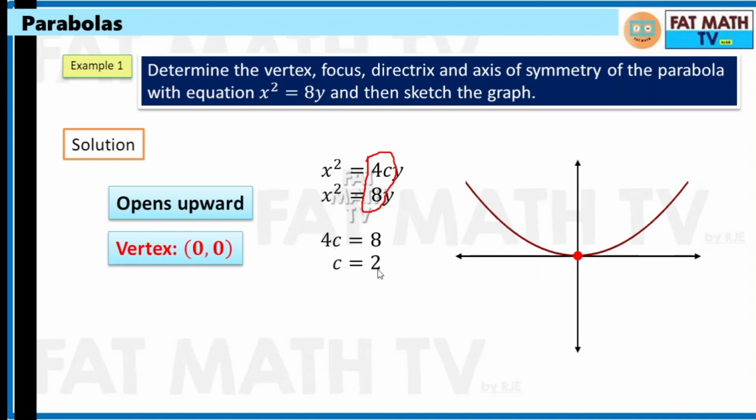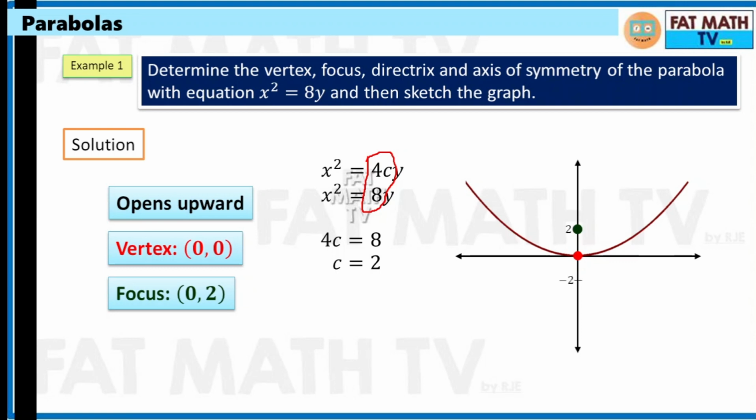And c equals 2 is the distance from the vertex to the focus, or from the vertex to the directrix. So if c is 2, then the focus is 2 units upward. So 2 units above 0, 0, that is 0, 2. So the focus is at 0, 2. Remember, a focus is a point, so it has to be the coordinates of the point.